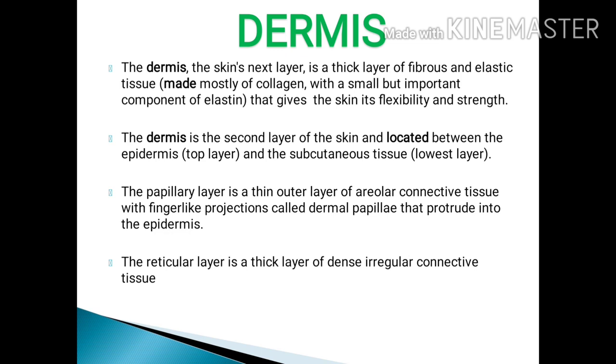Dermis. The dermis is the next layer. It is a thick layer of fibrous and elastic tissues, made mostly of collagen, with a small but important component of elastin that gives the skin its flexibility and strength. The dermis is the second layer of the skin and is located between the epidermis, the top layer of the skin, and the subcutaneous tissue at the lower layer.